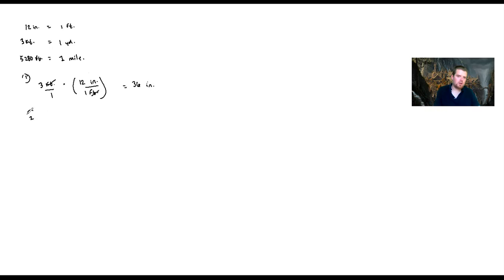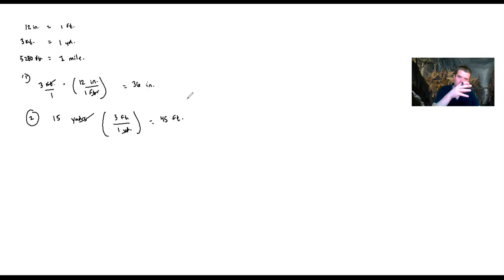And number 2 here, let's say I wanted to go from 15 yards and I wanted to convert that to feet, for instance. Well, every yard has 3 feet, so 3 feet per 1 yard. I would get 15 times 3. The yards would cancel out, and that leaves me with feet. Now, in examples 1 and 2 here, we had to multiply because of the unit rate.